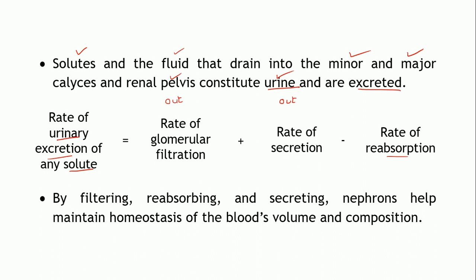They will return back to the blood. So this particular process is responsible for movement of any substance back into the body, right? So how will you find out the net urinary excretion or the renal excretion of that particular substance? How will you calculate the rate of urinary excretion of a particular solute?